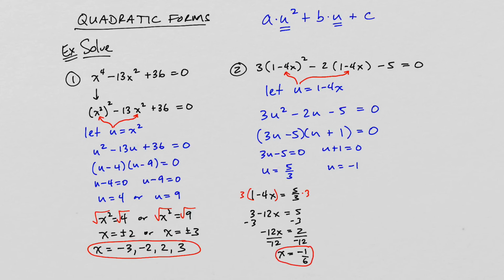And then we have u equals -1. Let's replace u here with, again, 1 minus 4x. So we have 1 minus 4x equals -1. And if I subtract 1 from both sides, this gives us -4x equals -2. And dividing by -4, we get x is equal to 1/2. And so we have two solutions, -1/6 and +1/2.